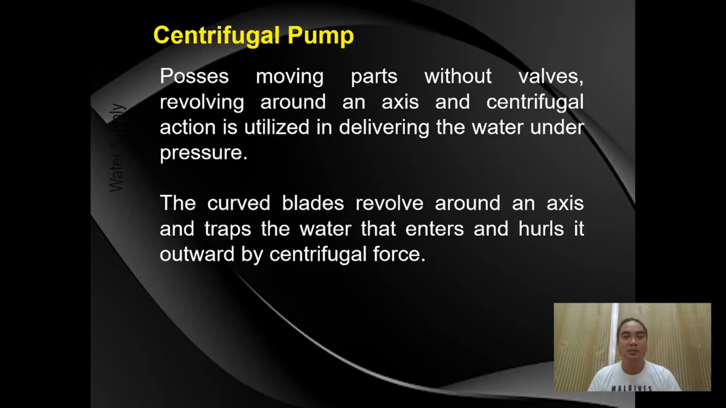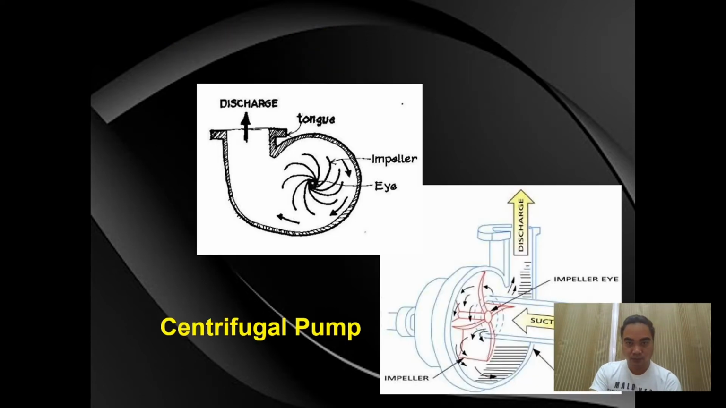Centrifugal pump possesses moving parts without valves revolving around an axis, and centrifugal action is utilized in delivering the water under pressure. The curved blades revolving around an axis entrap the water that enters and hurl it outward by centrifugal force. So that is the centrifugal pump. Normally it is the impeller that pushes the water to be discharged.